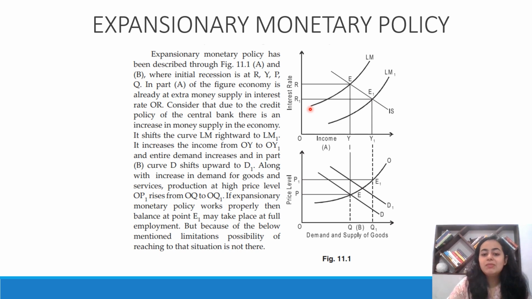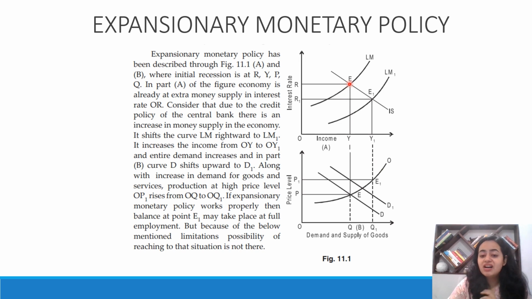When the money supply in the economy increases, this curve shifts from LM to LM1. Now what we need to note here is that IS and LM were in equilibrium at point E, which corresponds to this equilibrium at point E here, the equilibrium of demand and supply. Remember, we had also discussed AD previously.